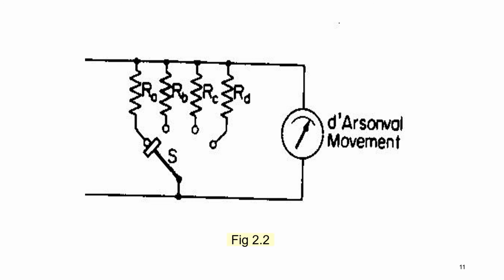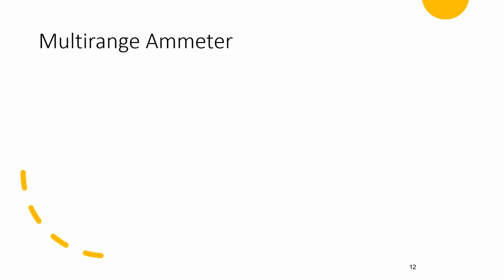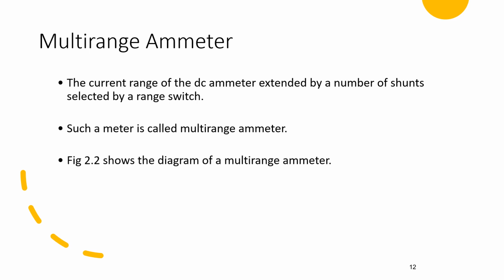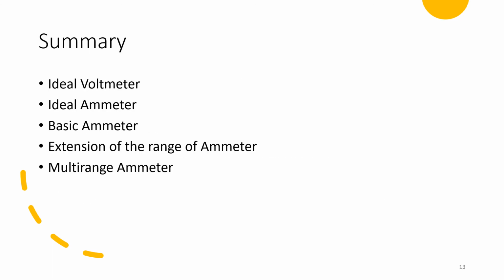In this way, you can extend the range of the ammeter. As we know, the current through the ammeter is of very low value. To extend the range of the ammeter, we are connecting the resistors in shunt. These shunt resistors will bypass the extra current which has to be measured.